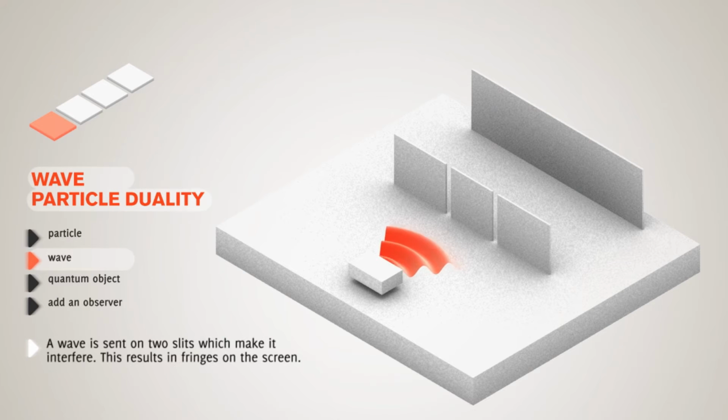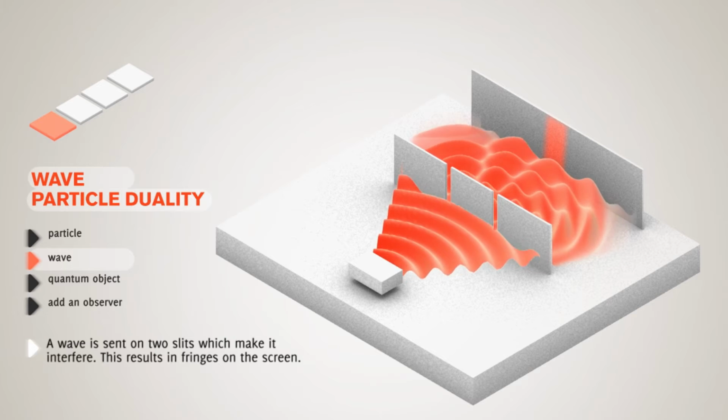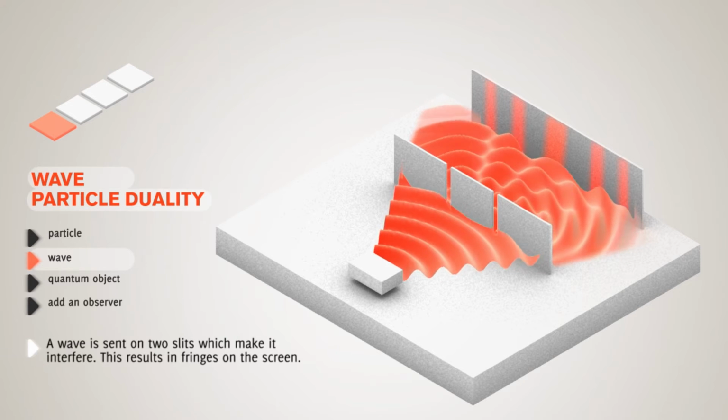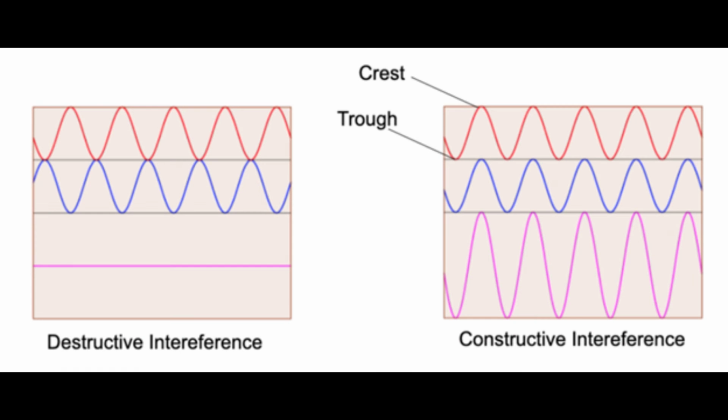When waves are sent through the slits instead, they interfere, resulting in a fringe pattern called the interference pattern on a screen. When the crests and troughs of a wave meet, they cancel each other and give us a dark fringe, which we call destructive interference. When crests and crests or troughs and troughs meet, they add up and give us the bright fringes we see here. And we call this constructive interference, and this results in the interference pattern we see here.